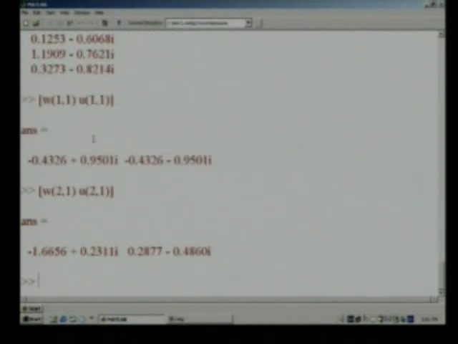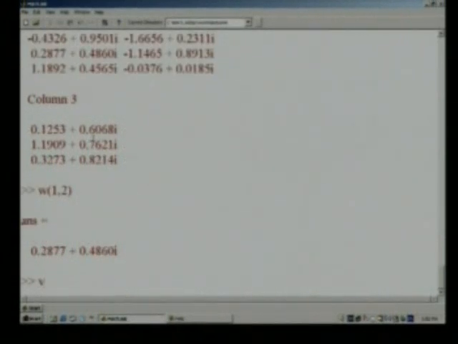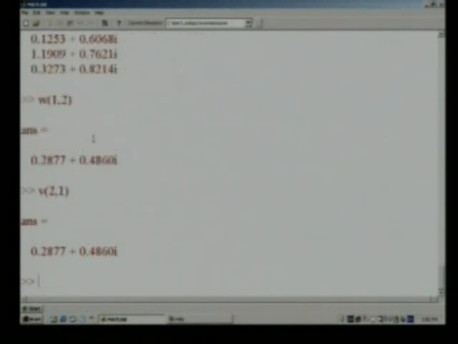Then in that case, how to take the transpose without making the complex conjugate? This is done by dot transpose. Suppose you want to transpose W, W dot transpose. If you make W dot transpose, there will be the transpose operation, but there will be no conjugation. So you can see W 1 2, and if you see V 2 1, they will be the same, is it not? So W 1 2 is equal to V 2 1.